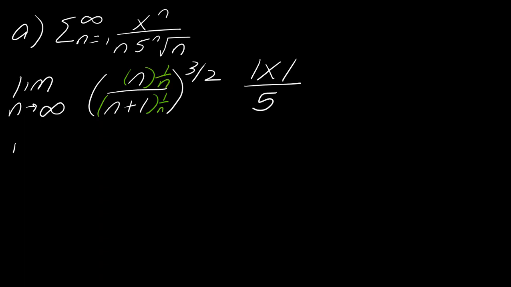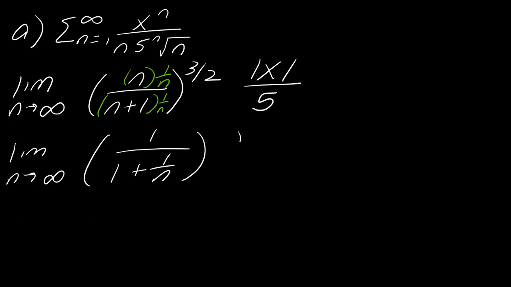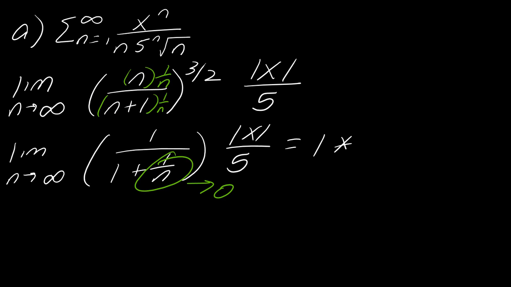So then what's that going to give me? So let's see, that's going to give me 1 over 1 plus 1 over n. And then we've still got the absolute value of x over 5. So then that allows me to see that this is going to go to 0. So I'm really just left with 1 times the absolute value of x over 5. So then that's just going to be the absolute value of x over 5.